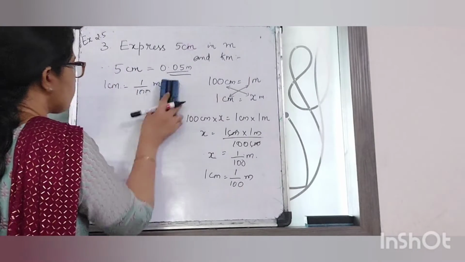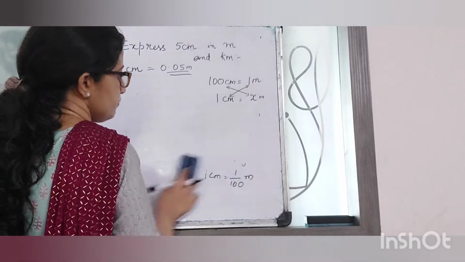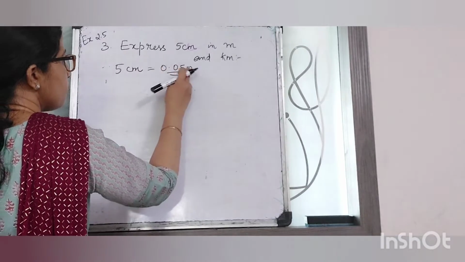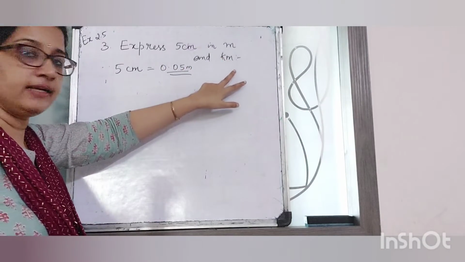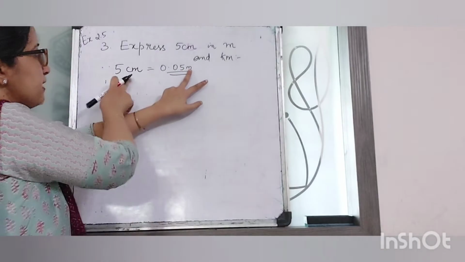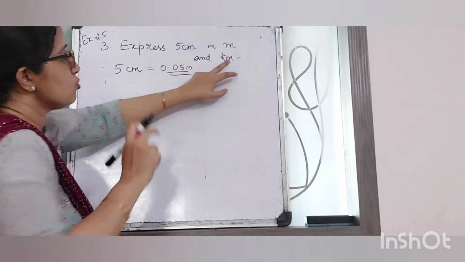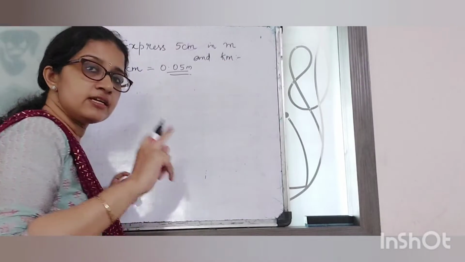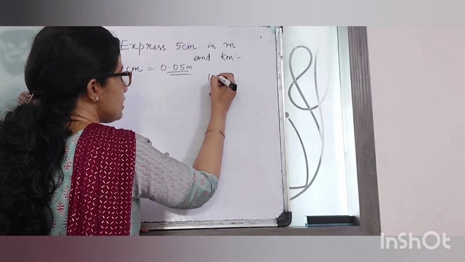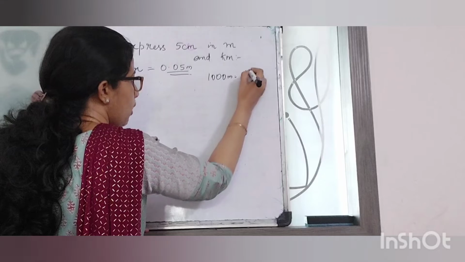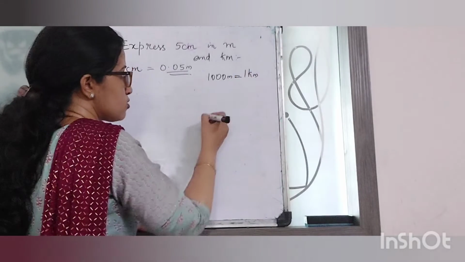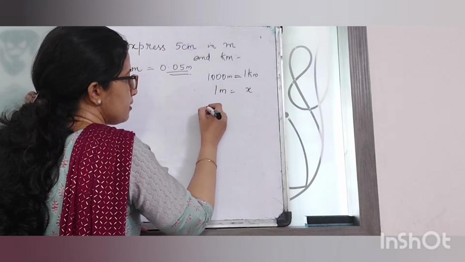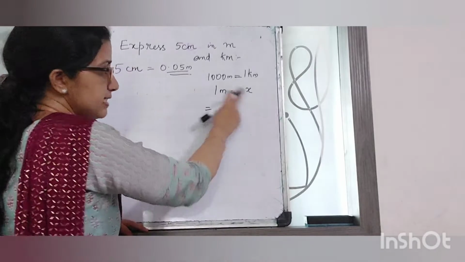Now what is the second part of the problem? We have to convert this 5 centimeter or 0.05 meter into kilometer. Right? So the 0.05 meter or the 5 centimeter, both are same, has to be converted into kilometer. Okay. So for that, what do we know? How do we relate meter and kilometer? 1000 meter is equal to 1 kilometer. Correct? So 1 meter is equal to how many kilometer? So let's take it as x.